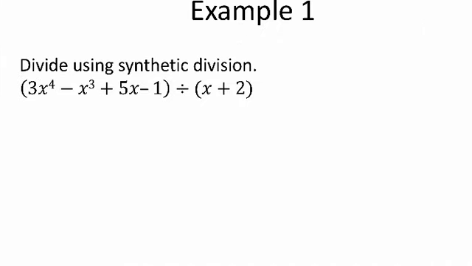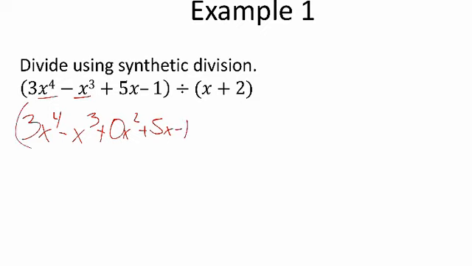So we're asked to divide using synthetic division. We got 3x to the fourth minus x to the third plus 5x squared minus 1. One thing you need to pay attention to, look for any missing terms. We have an x to the fourth term, x to the third. We're missing an x squared, so we should say 3x to the fourth minus x to the third plus 0x squared plus 5x minus 1. And that's all being divided by x plus 2.